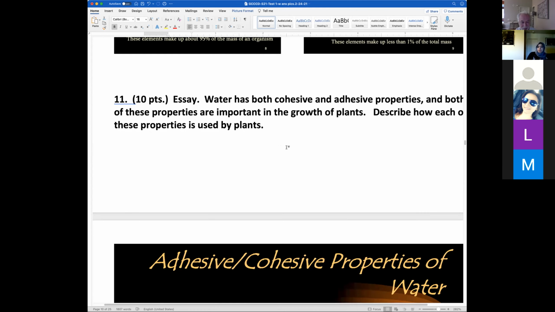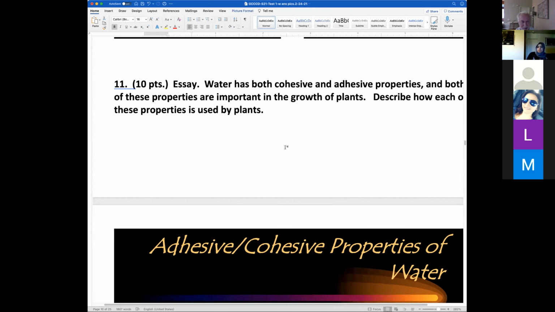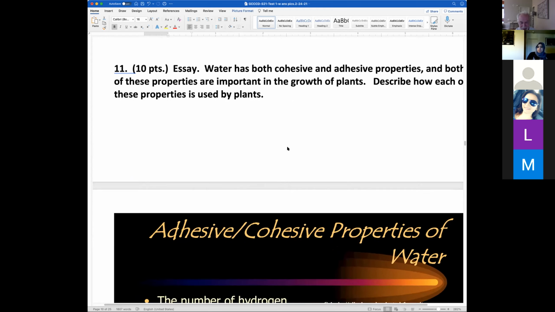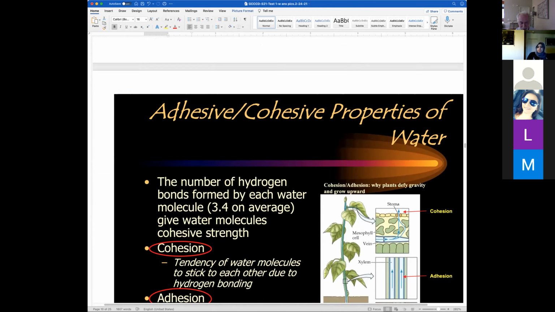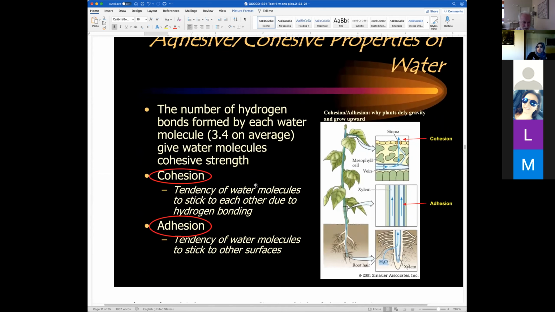Now, water has both cohesive and adhesive properties. Both are important in the growth of plants. And I ask you to describe how each of these properties is used by plants in order to grow. And that came directly from this slide. Cohesion and adhesion. Cohesion is the tendency of water molecules to stick to each other, and adhesion is the tendency to stick to other things, other surfaces.